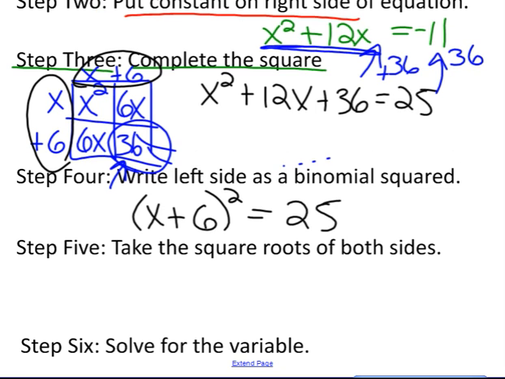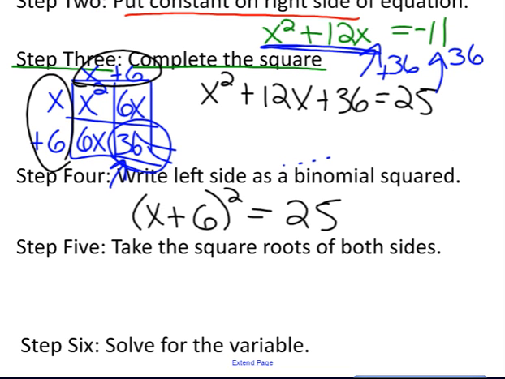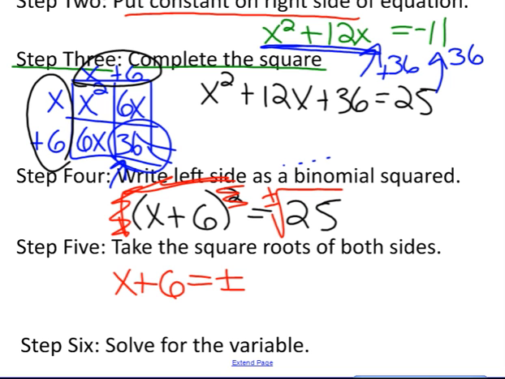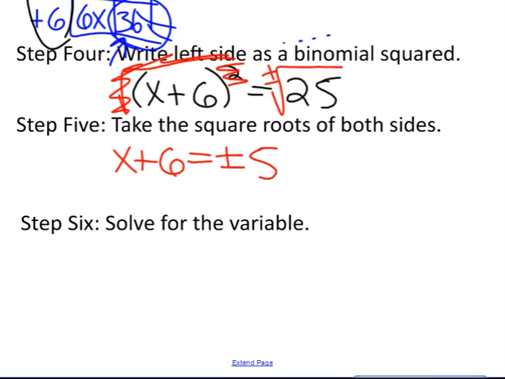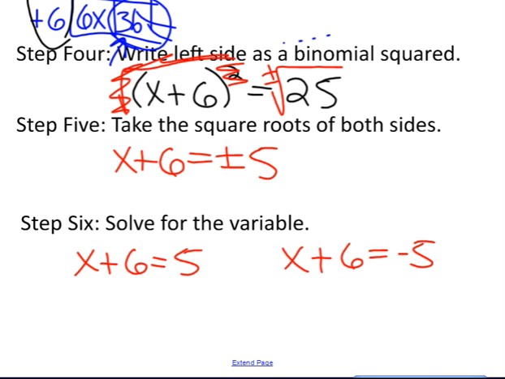Now we're going to solve it just like we did in the last section. We're going to take the square root of both sides. Don't forget about the plus or the minus. The squared cancels with the square root. So I have x plus 6 is equal to plus or minus 5. Now to solve, you're going to let it equal to positive 5, and you're going to let it equal to negative 5. There is no shortcut for this. You do have to write it separately. I would tell you if you could do it in a quicker manner. You cannot.